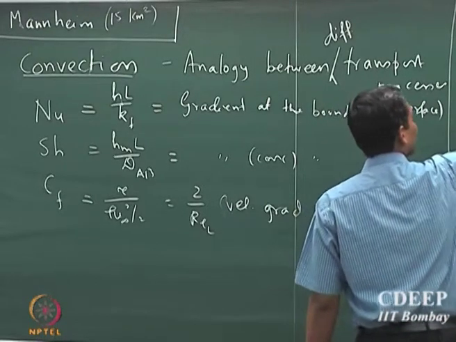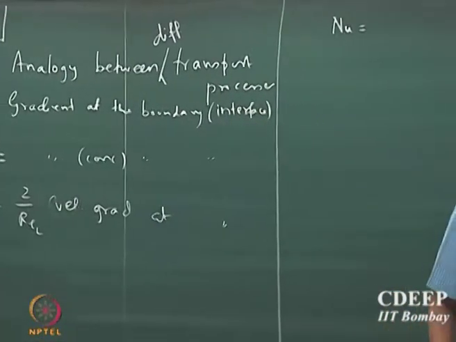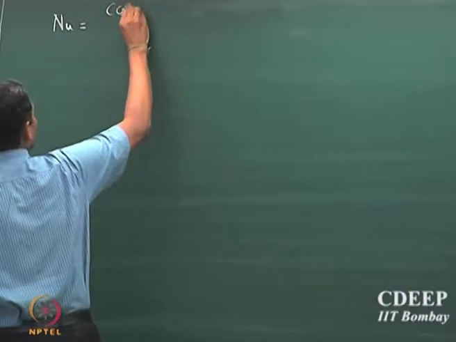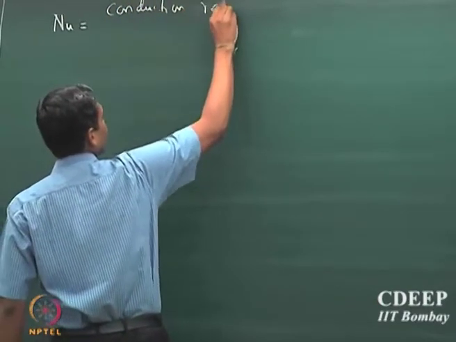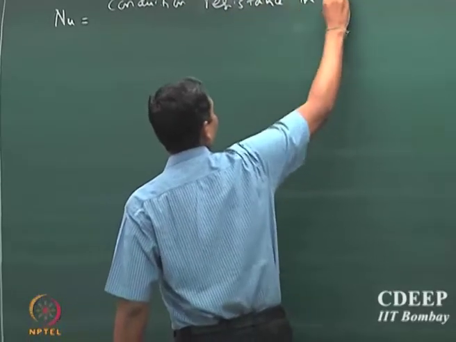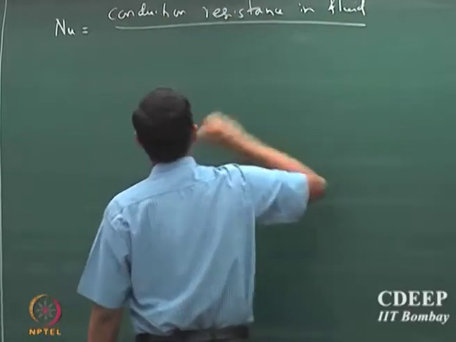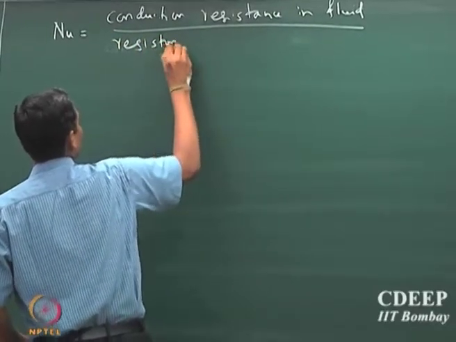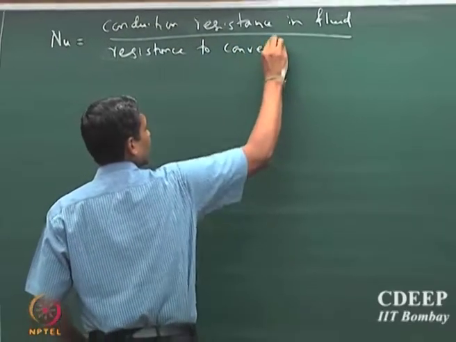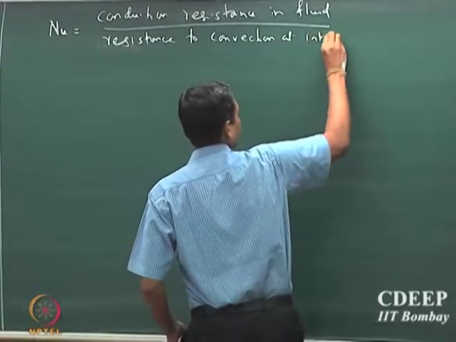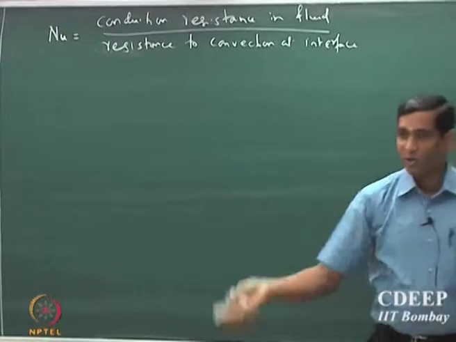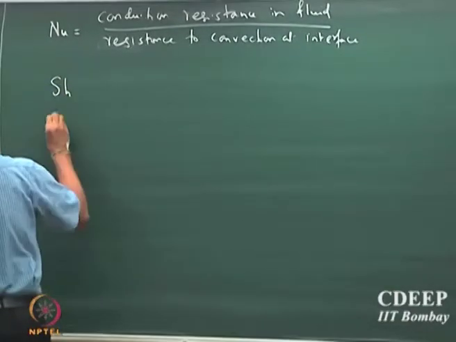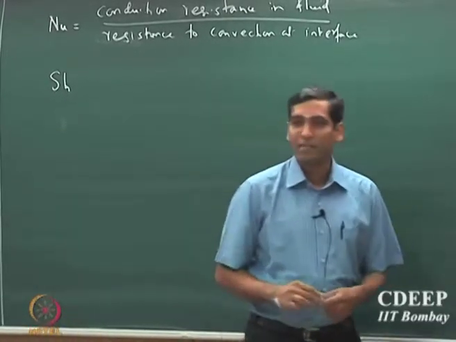But we also defined the Nusselt number as a ratio of the conduction resistance in the fluid divided by the resistance to convection, rather across the interface, because you are really looking at transport across the interface. And similarly, one could have a definition for the Sherwood number. We will not get into that, it is anyway similar.